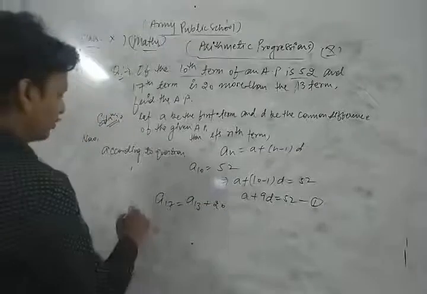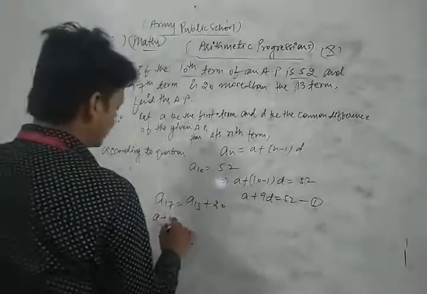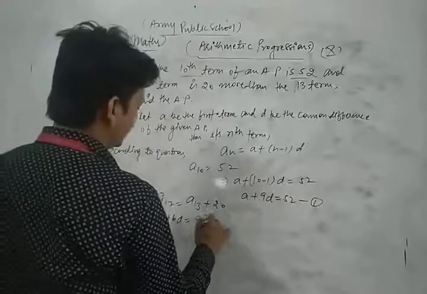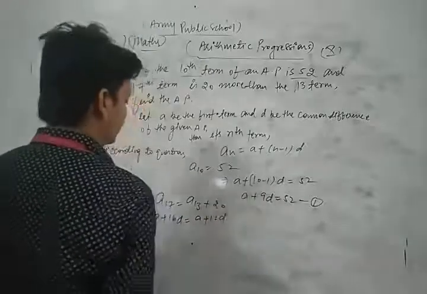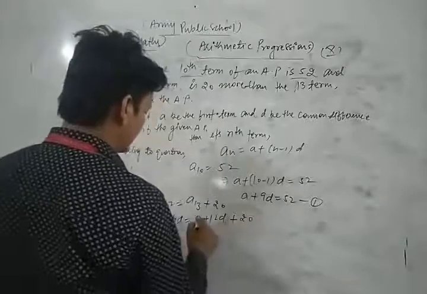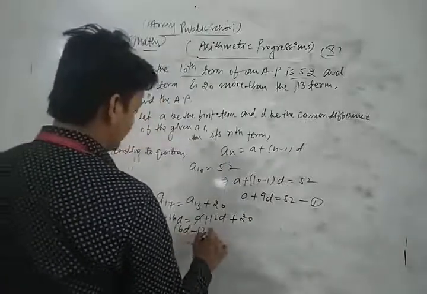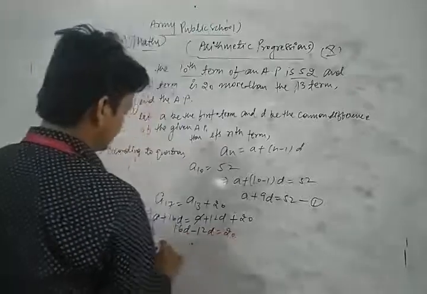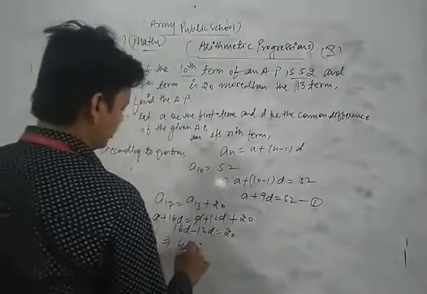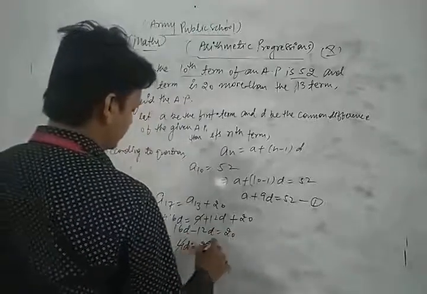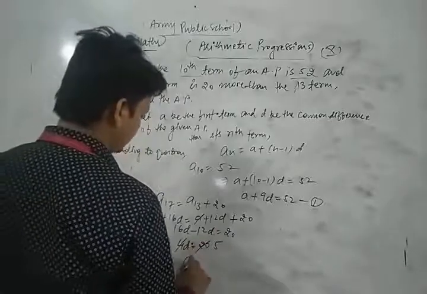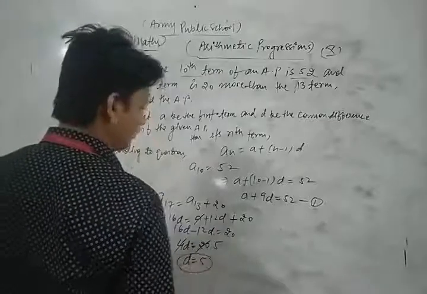Now we put the values: A17 means a plus 16d, A13 is a plus 12d according to the formula, plus 20. Now a cancels on both sides, so 16d minus 12d is equal to 20. That is 4d is equal to 20. So d is equal to 5.